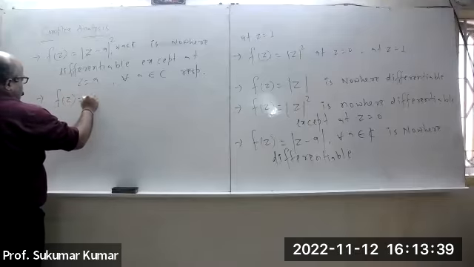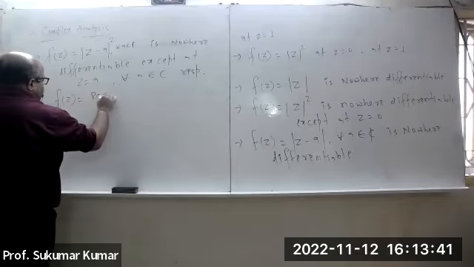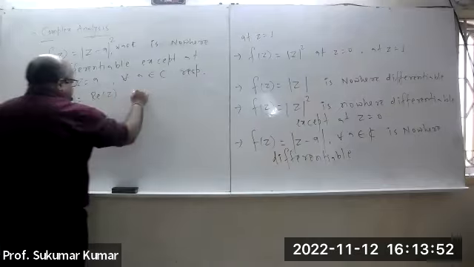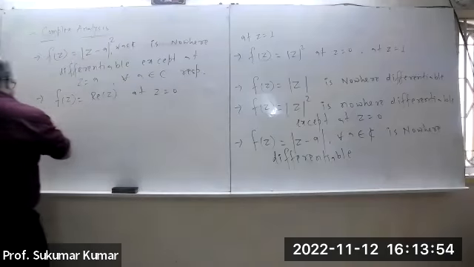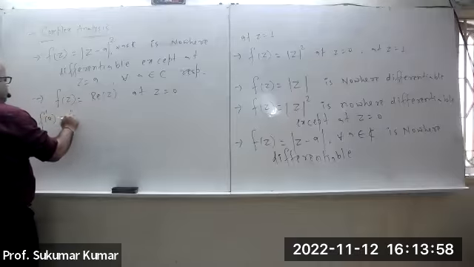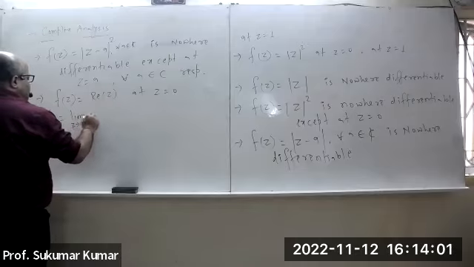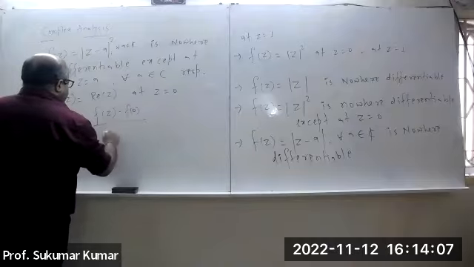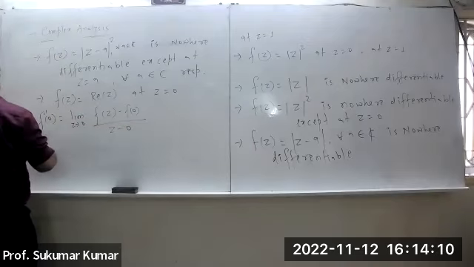Suppose f of z is equal to real part of z, like the definition is also given. Real part of z means x, and the same type you can solve. Suppose at z is equal to 0, we will verify.